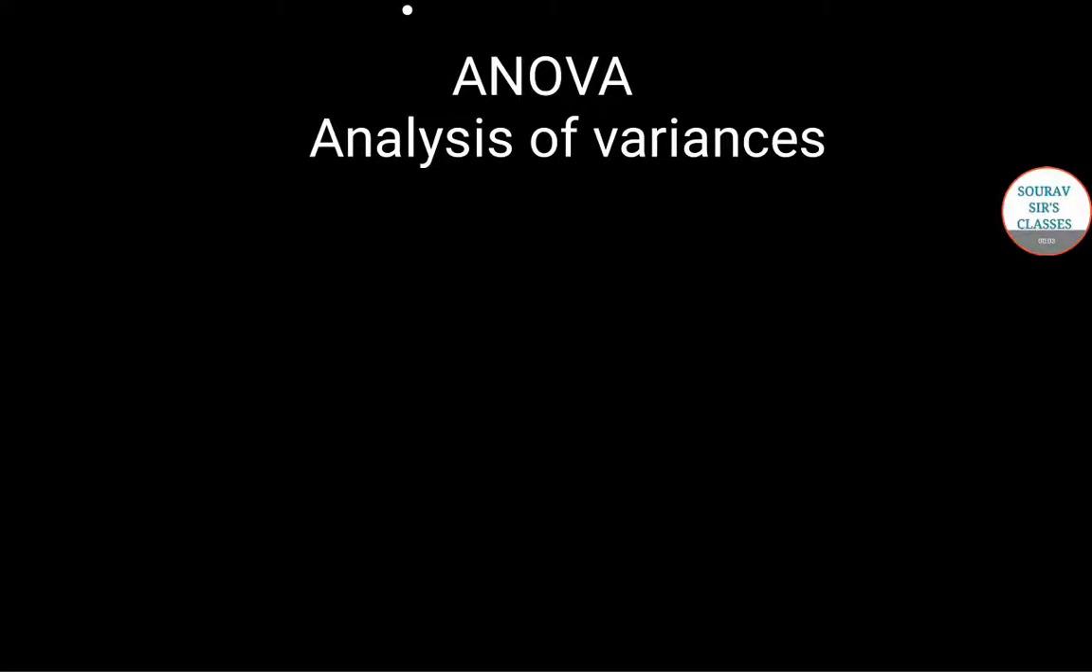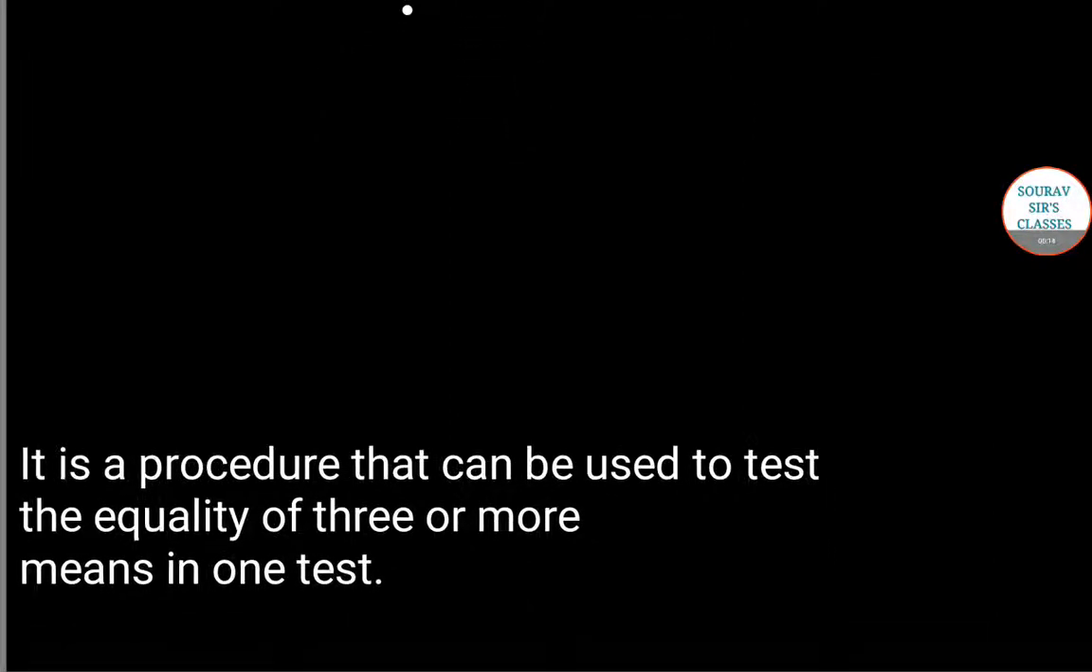The topic of this video is analysis of variances, or what we shortly call Anova. Anova is a procedure that can be used to test the equality of three or more means in one test.